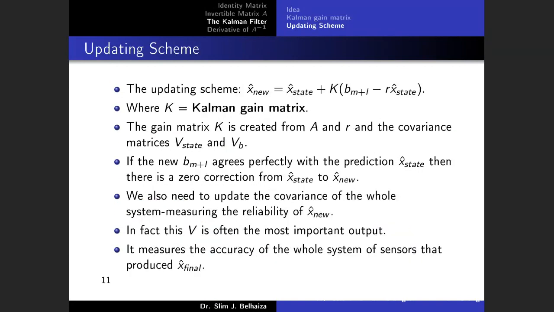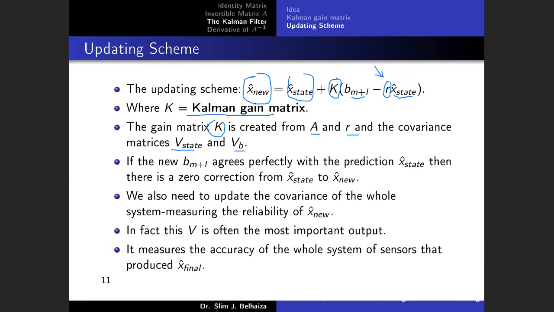Okay, so let's see the updating scheme. Mainly, the updating scheme used is that X hat new equals X hat state plus K, which in matrix form is called the Kalman gain matrix, times b n plus 1, the new measurement, minus R, the kind of reliability coefficient, times X hat state, the old estimate, if you wish. The gain matrix K is created from A and R, and the covariance matrices V state and V b. This is in matrix form.